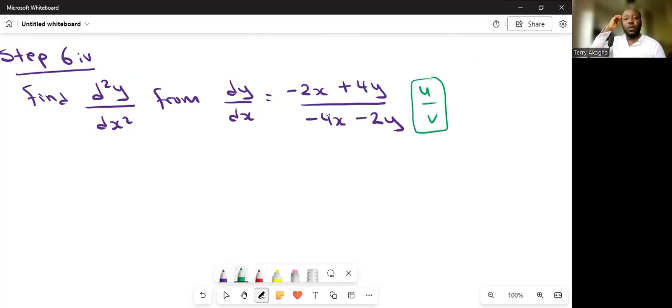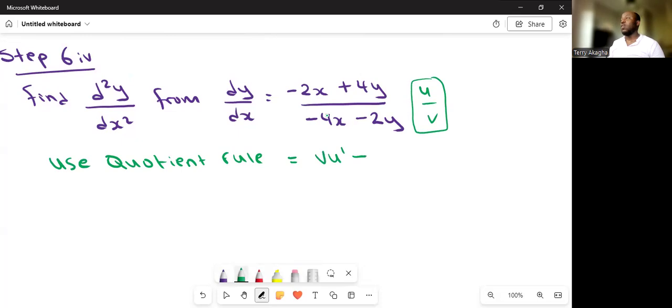Because it's u divided by v, we have to use the quotient rule. If you remember, we talked about the quotient rule, and I've discussed this earlier. In this case, remember the quotient rule formula was vu prime minus uv prime divided by v squared.